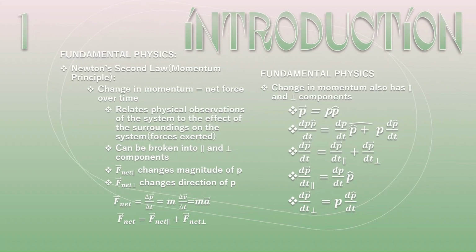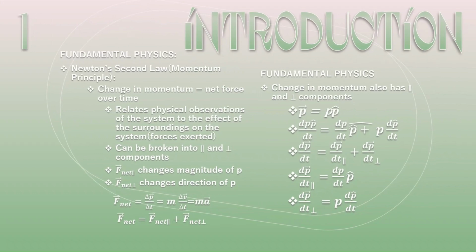Net force can also be broken down into its perpendicular and parallel components. Therefore, the change in momentum over time can also be split into its perpendicular and parallel components. The parallel force changes the magnitude of the momentum, and the force perpendicular to momentum changes the direction of the momentum. Delta p over delta t times p hat is parallel to the momentum, and p times delta p hat over delta t is perpendicular to momentum.